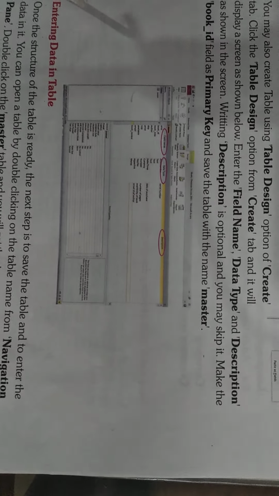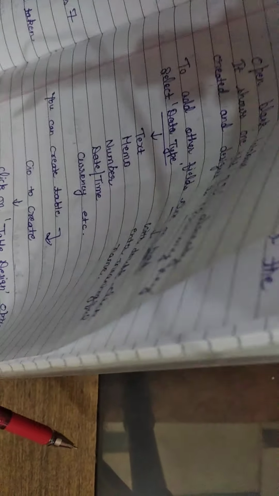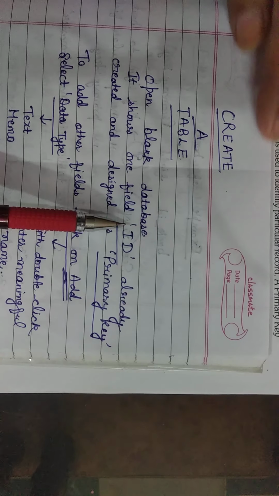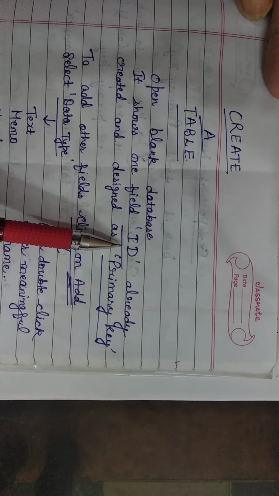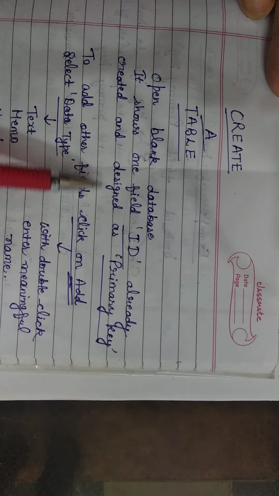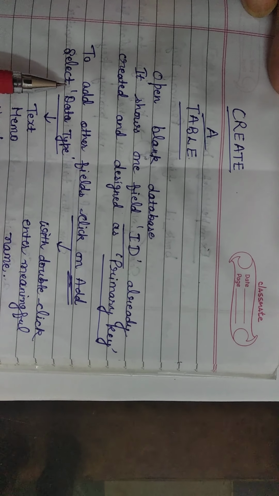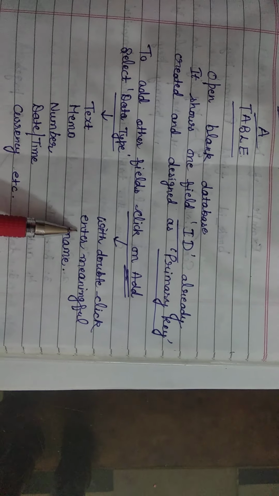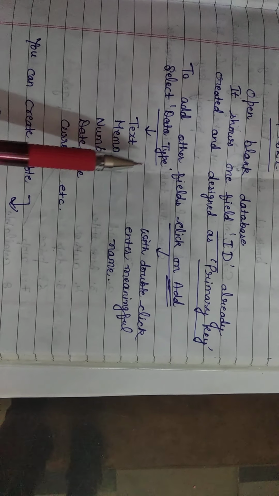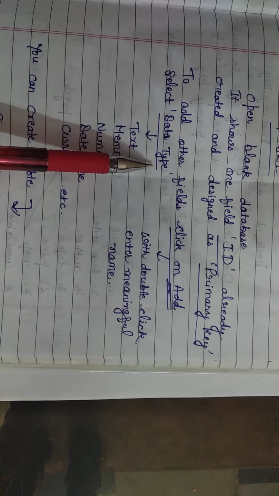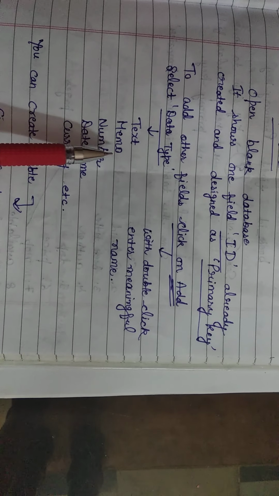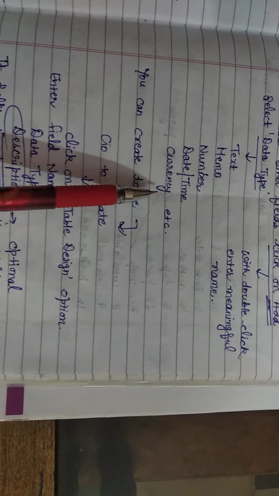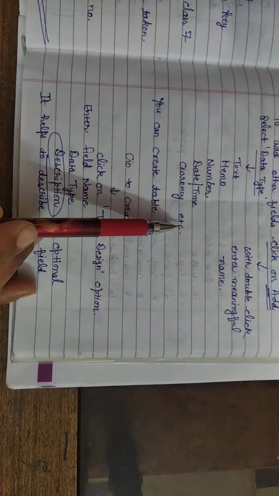Okay, now I am showing you the same with the help of notes that I have prepared for you. Let's revise this. Open blank database. It will show you one field, ID, already created and designated as primary key. To add other fields, click on add. With double click, enter a meaningful name here. And the data type you will have to select. Various data types we have done: text, memo, number, date, time, currency, etc. According to the field, we will select these data types.